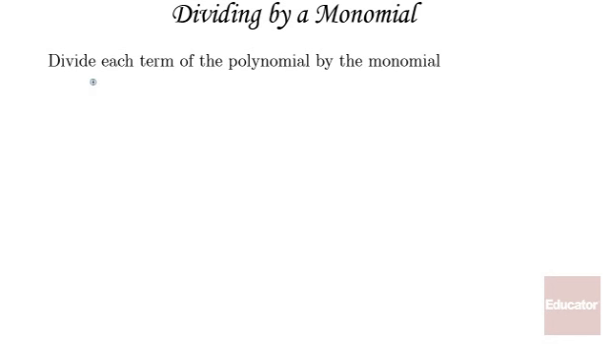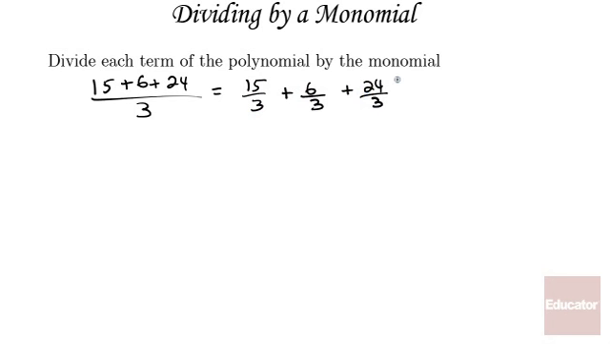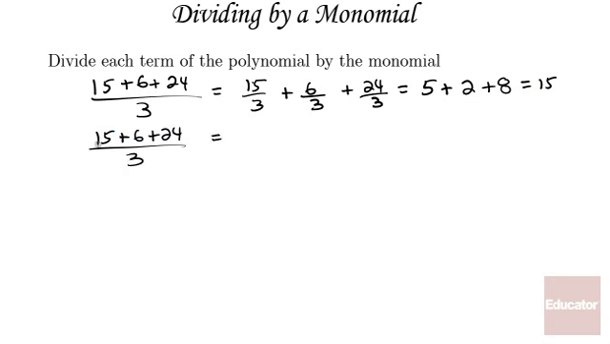And if you think about just dividing with regular numbers, you could handle it by saying, okay, 15 divided by 3 plus 6 divided by 3 plus 24 divided by 3, and splitting that up. This would give you 5. 6 divided by 3 is 2, and then 24 divided by 3 is 8. Adding this up gives you 15. You may also have done this and added 15, 6, and 24, and those add up to 45 divided by 3 to get 15. So these two are equivalent, and that is what allows you to handle dividing a polynomial by a monomial by dividing each term by the monomial.